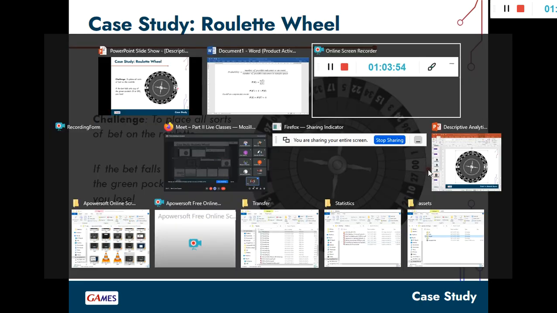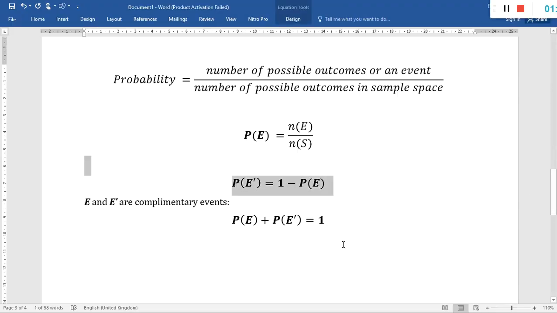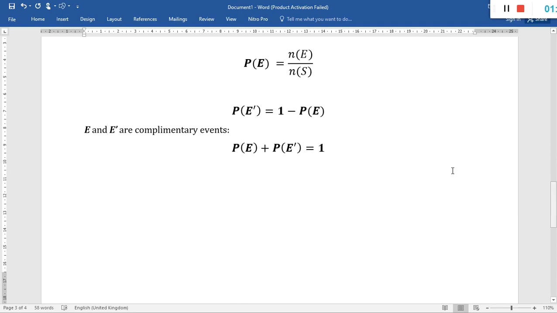What's the next step now? Let me go back to the Word document. Now, we have that the probability of getting a black, let me put this here, the probability of getting a black, let's call that B, is 0.4736.